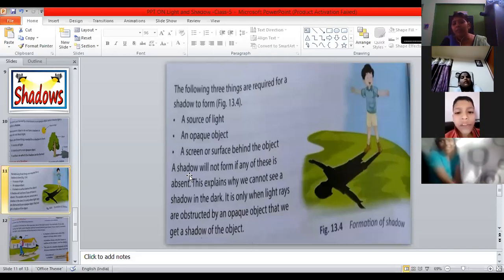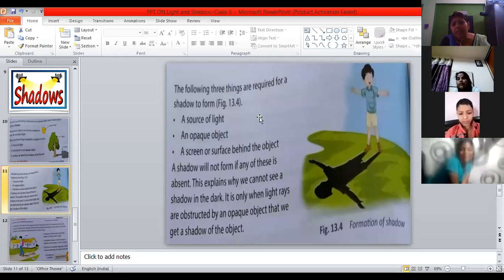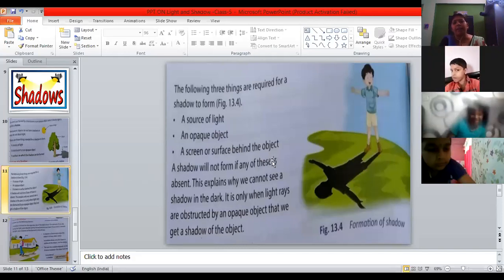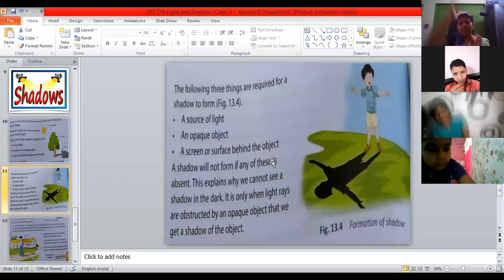How is a shadow formed, ma'am? Yeah, that is the next part you will read, and these are the things to form a shadow. For example, you are standing here, there is the sun. In the morning it will be in the east, in the evening it will be in the west, and in the afternoon it will be in the middle. The shadow will always form. For example, sunlight is falling on you. Yes, I can see your shadow, Sharvani.